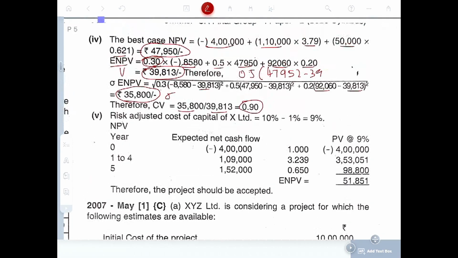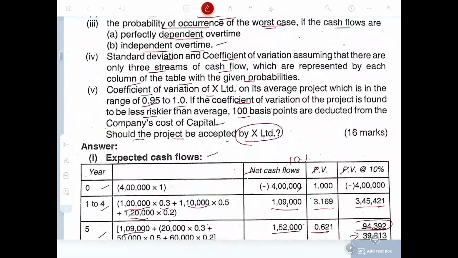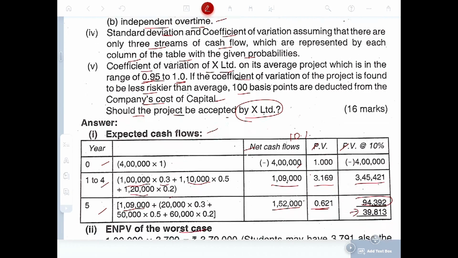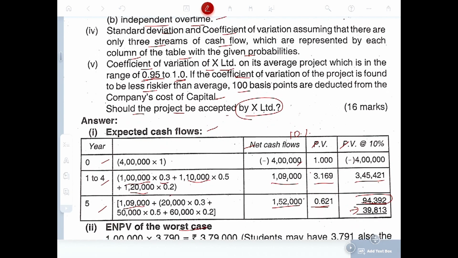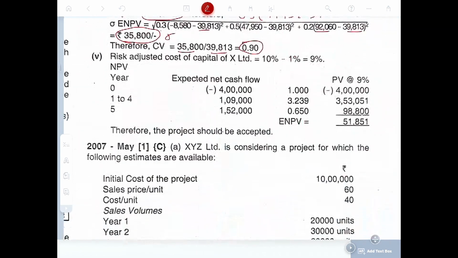Okay, the risk adjusted rate. The coefficient of variation ranges from 95 to 1%. A coefficient of variation found to be less risky than the average, the higher base point is deducted from the company cost of capital. Should the project be accepted? This is the question. The net risk of the capital is 10%, or 9 percentage.